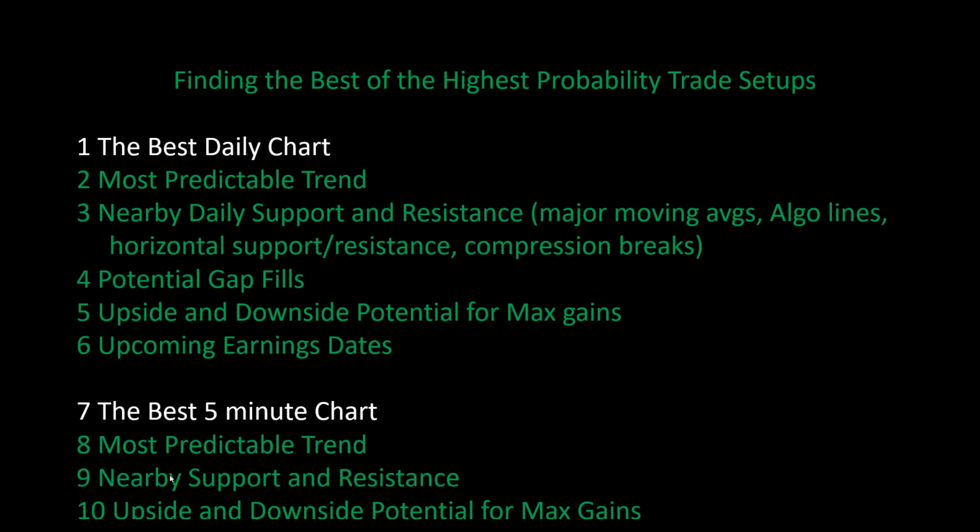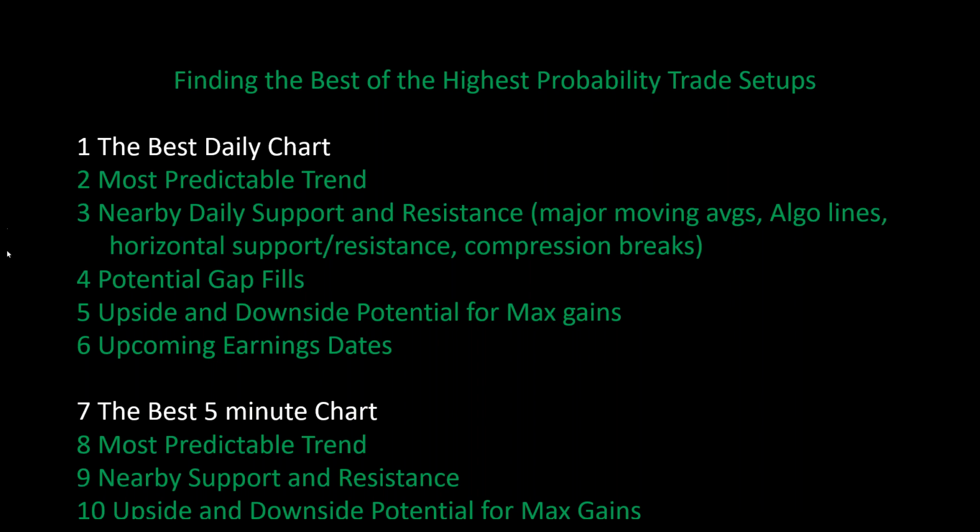Where's the nearby support and resistance on the 5-minute chart, such as the VWAP or the pivot points? These are really important because you really want to be getting in to a trade to the upside as it breaks above the VWAP or breaks above a dynamic compression zone. And same thing to the downside. So you've got to know where your nearby support and resistance is on the 5-minute chart. And again, you're looking at the upside and downside potential for maximum gains on the 5-minute chart as well.